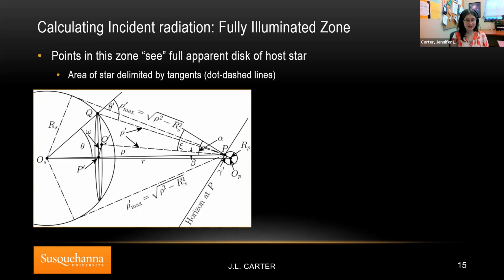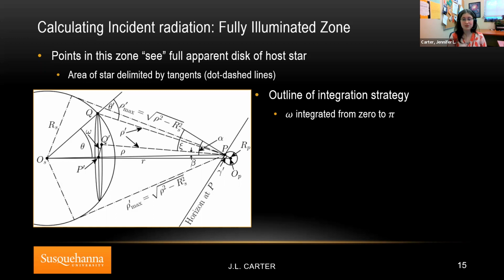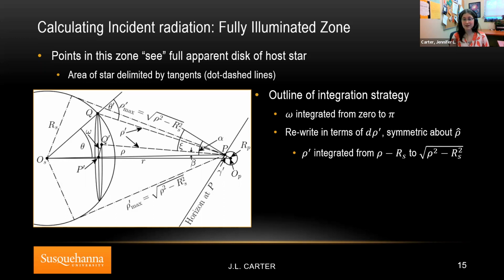So our strategy then is we want to integrate over omega. That's easy for a spherical cap. You just go 0 to pi and multiply by 2. Now, instead of integrating over theta, we're going to integrate over rho prime because we have a line of symmetry here. Nice and straightforward. I'm not going to go through this integration. Instead, I want to show you results.